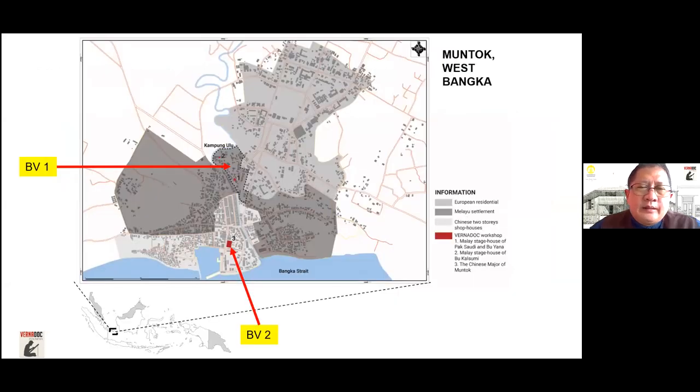Because of the colonial process and the tin mining activity, there is a unique characteristic of the town itself. It is divided into several enclaves, which we call the European cluster, Malay cluster, and Chinese cluster. This is the location for Bangka Vernadoc 1 in Kampung Ulu, one of the oldest Malay villages in Muntok. And the second one, Bangka Vernadoc 2, is the Chinese Mayor's house in Muntok, one of the most important Chinese mayors in the region at that time.